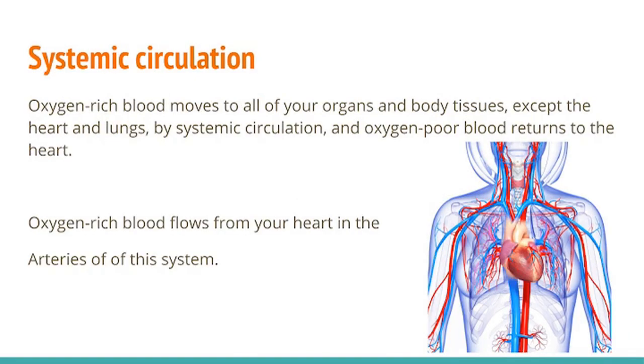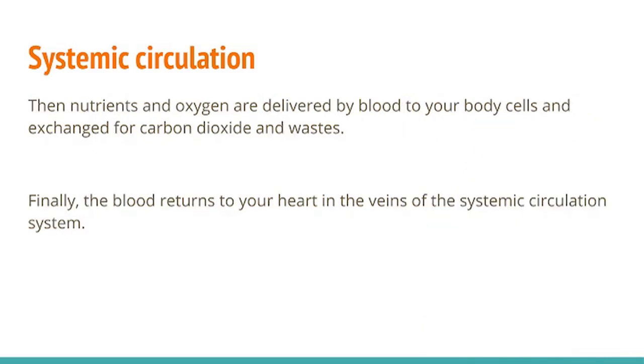Oxygen-rich blood flows from your heart into your arteries of this system. Remember, arteries bring blood away from the heart. Systemic circulation circulates nutrients and oxygen, which are delivered by the blood to your body cells and exchanged for carbon dioxide.